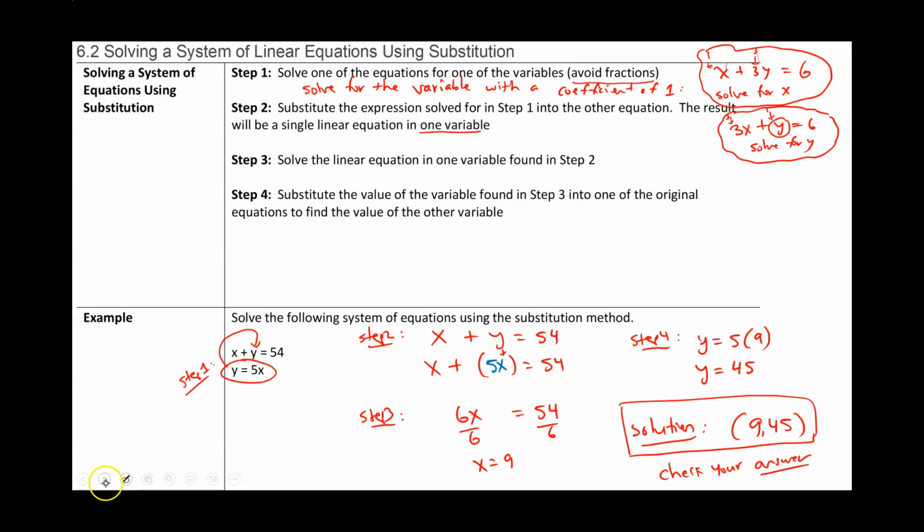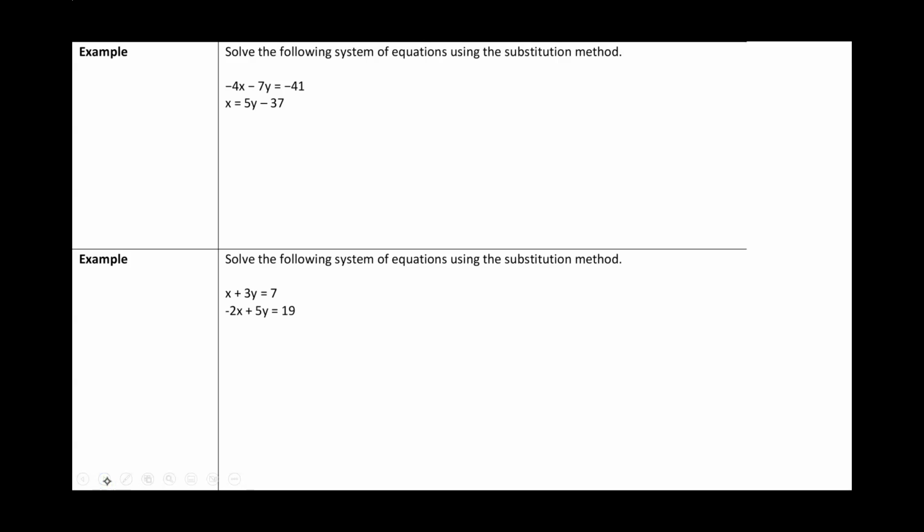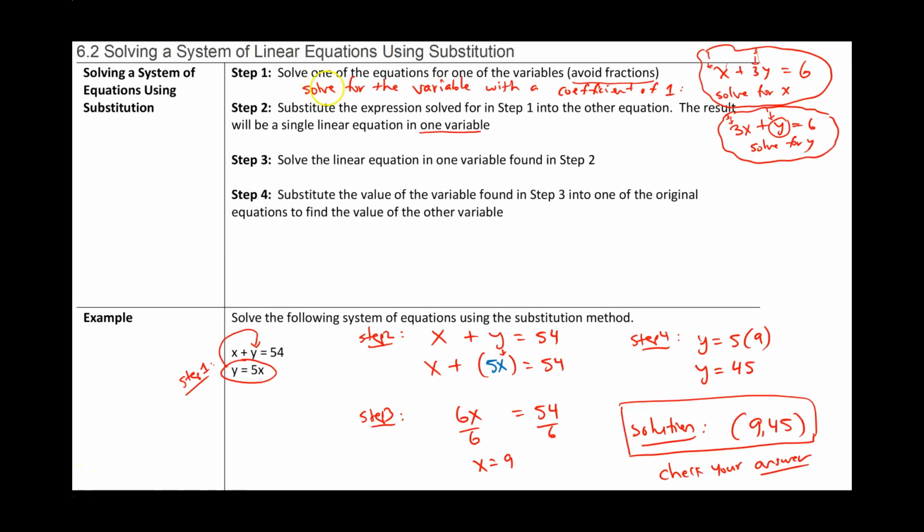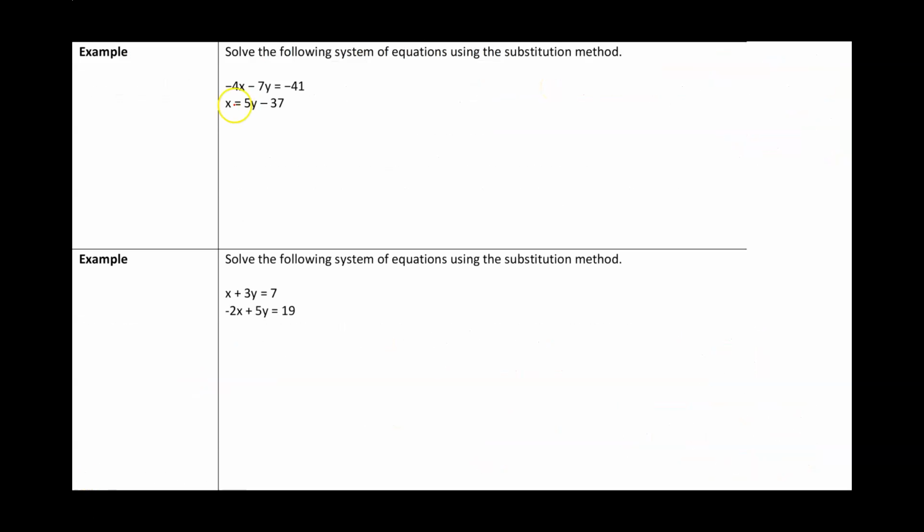Let's take a look at the second one. Second example, we have negative 4x minus 7y equals negative 41, and we have x equals 5y minus 37. Now remember, step 1 is solve one of the equations for one of the variables, so get one variable by itself. We already have that. We already have x equals 5y minus 37.